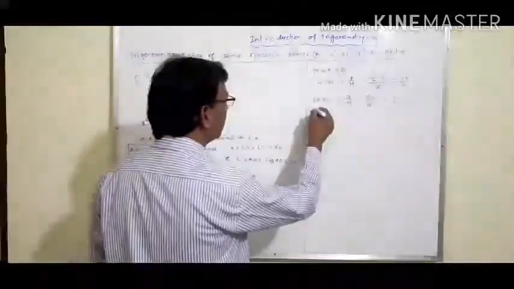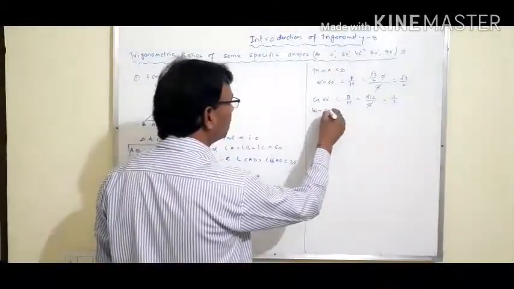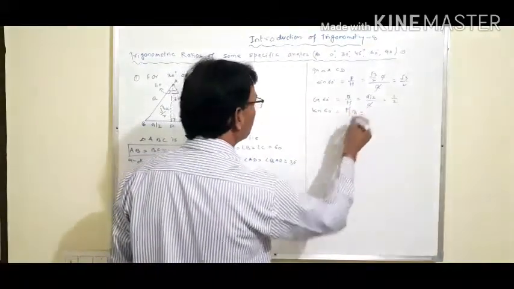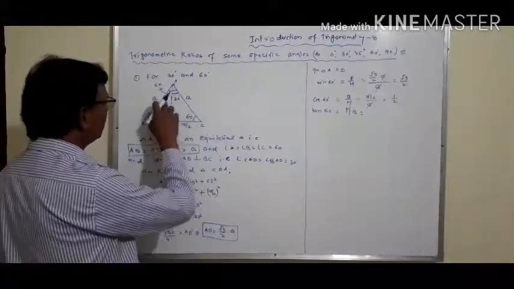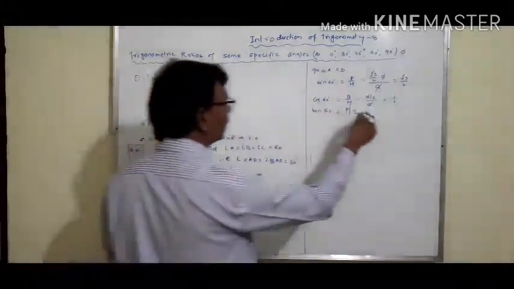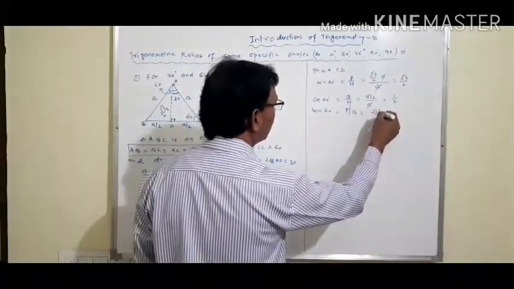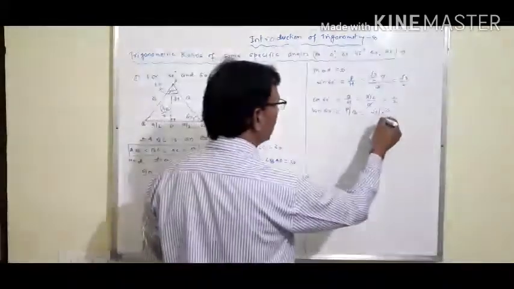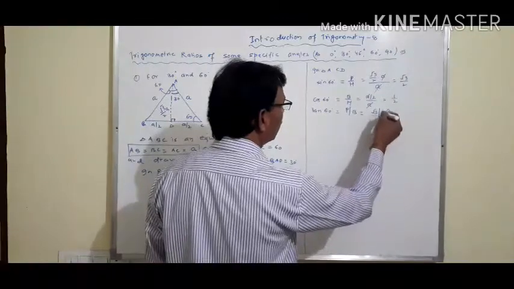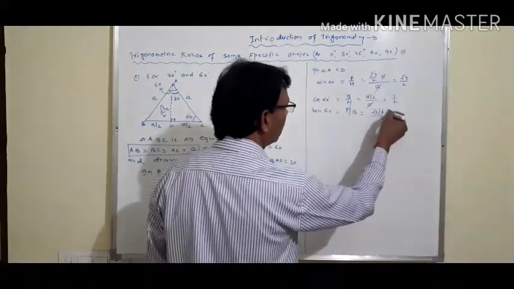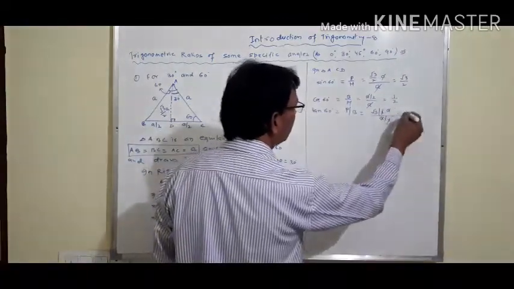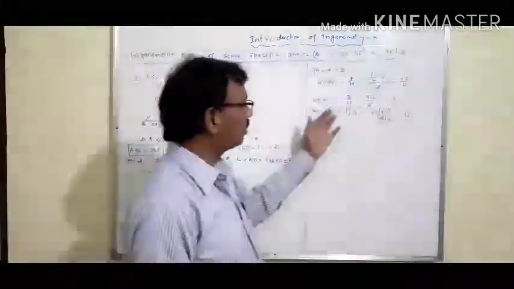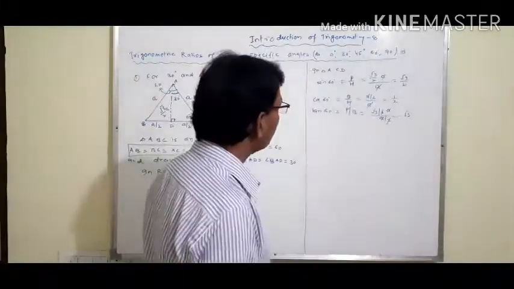And tan 60 equals, as you know, perpendicular upon base. Now here perpendicular is root 3 by 2A, upon base A by 2. 2 and 2 will be cancelled, A and A will also be cancelled. This will be root 3. That means tan of 60 degree equals root 3.